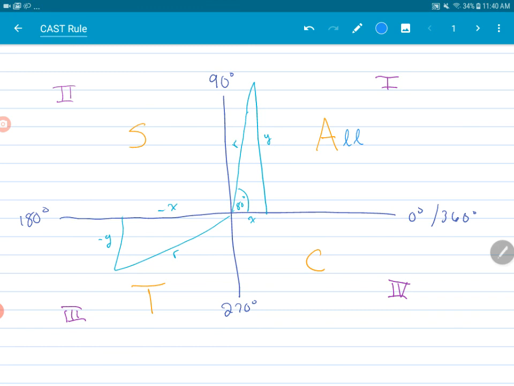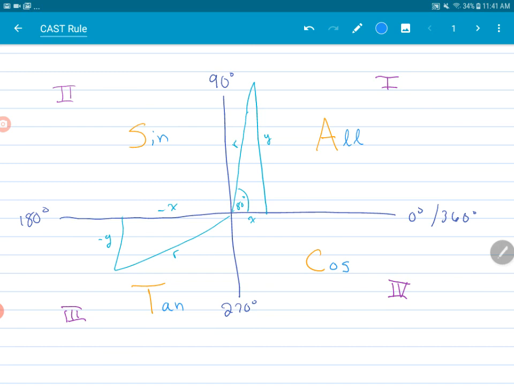Moving over to quadrant 2, the S quadrant stands for sine. Only sine is positive here. Tan will be negative and cos will be negative, again because of that negative x value. Down here, only tan will be positive, which makes sense because both x and y are negative, and they'll end up canceling out. And finally, over here, we end up with cos being the only one that's positive. So it's just a handy way to help you remember.